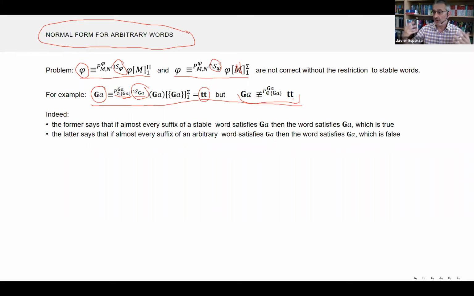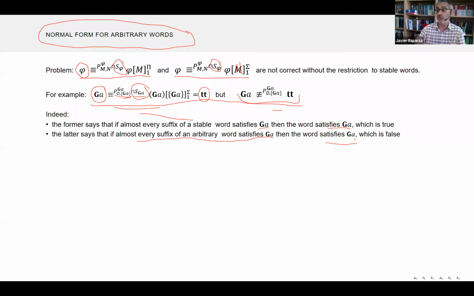And I am going to interpret what this and this are saying for you. So this one is saying, if almost every suffix of a stable word satisfies GA, then the word satisfies GA. And this is the case for stable words, because in a stable word, if almost every suffix satisfies the formula, then all suffixes satisfy it. This is the definition of a stable word, right? But the latter is saying that if every suffix of an arbitrary word satisfies GA, then the word satisfies GA. And that's of course false.